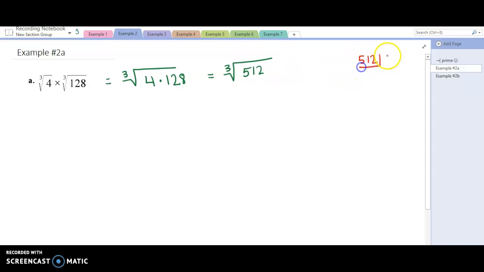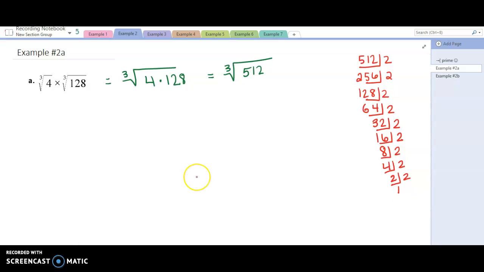5, 1, 2. Clearly 2 goes into 512 because it's even. So 512 divided by 2 is 256. And clearly 2 goes into that 128 times. And 2 goes into that 64 times. 2 goes into 64, 32. 2 goes into 32, 16 times. 2 goes into 16, 8 times. 2 goes into 8, 4 times. 2, 2, 2, 1. Now we've broken it down to the prime factorization.